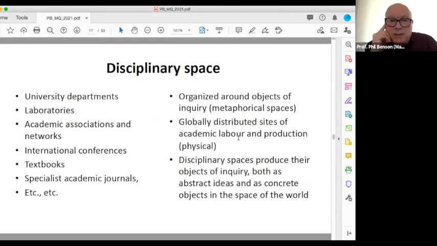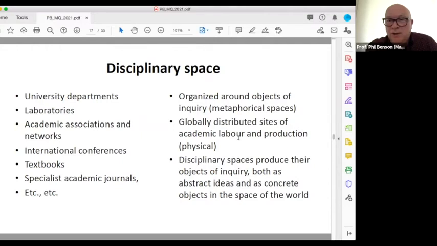What I mean by disciplinary space is that basically you cannot have a discipline just as a bunch of people who study a particular object of inquiry. What you get, in fact, is something much bigger than that, and something that's very physical in terms of space. And in the case of linguistics and all social science disciplines, in fact, you have university departments, laboratories, academic associations, networks, conferences, etc., all of these things which make up the physical disciplinary space, and in a sense act as a guarantor for the object of inquiry.